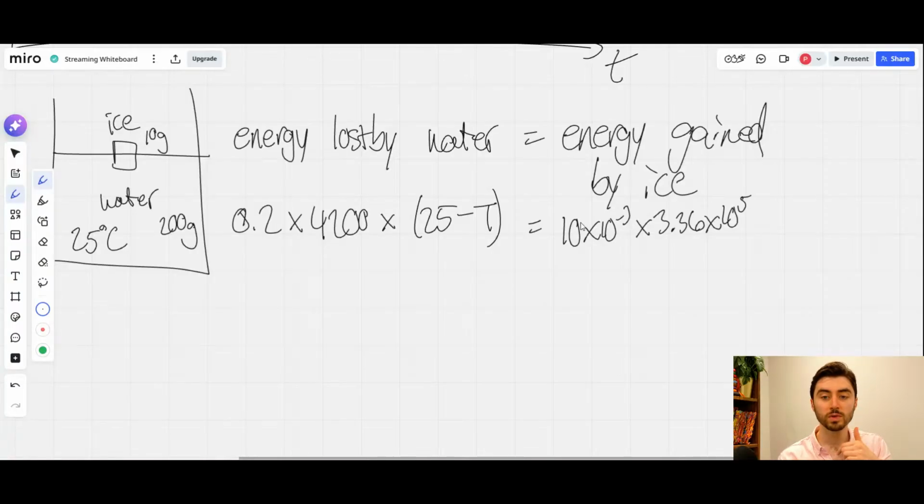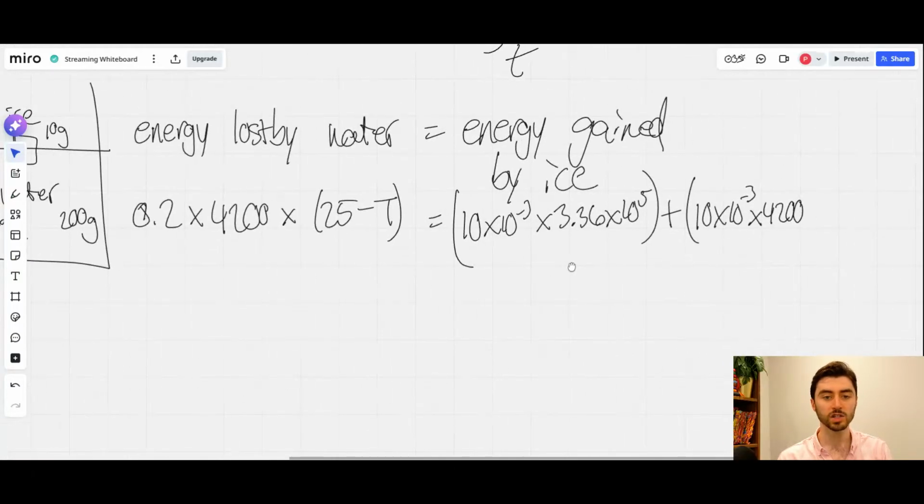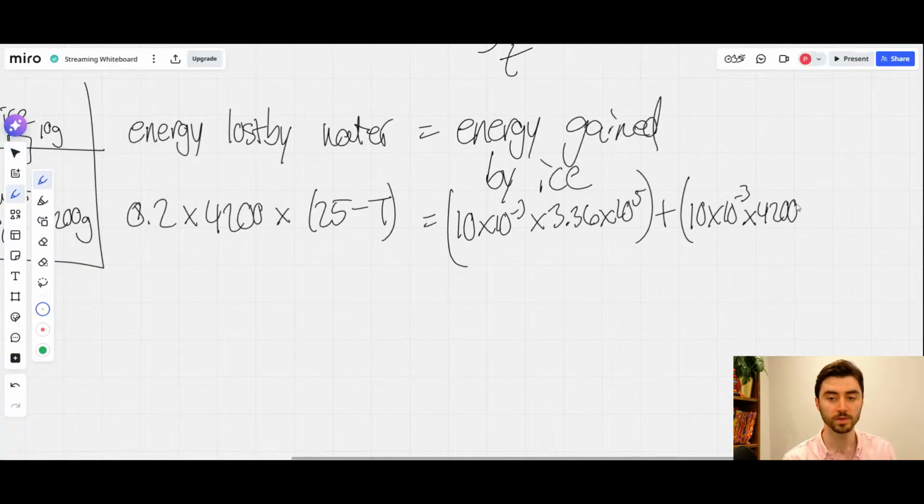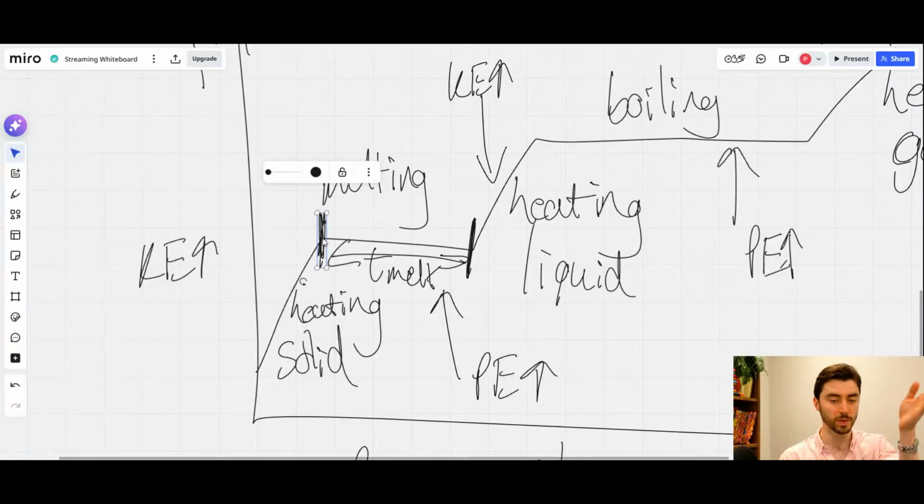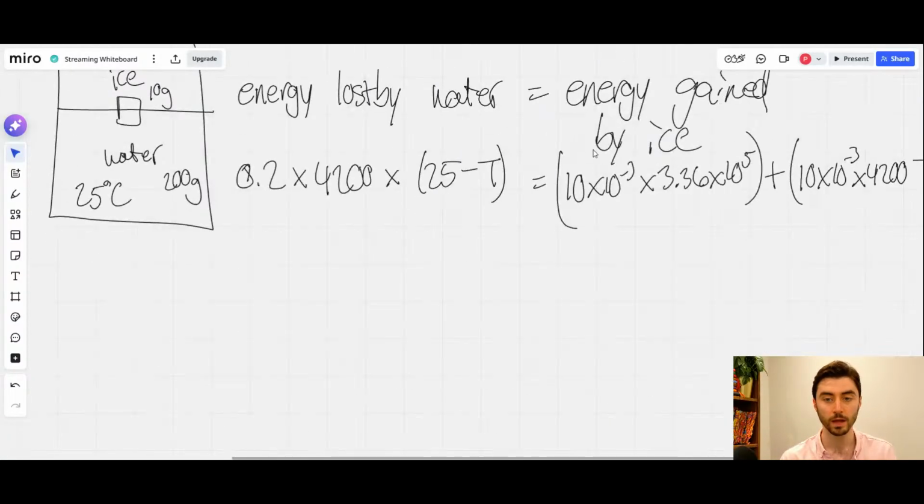So you also need to include the fact that that mass of water, with a specific heat capacity of 4200, will rise to a temperature T from 0. And so making sure to include both those energies gained by the ice. If we consider this heating curve, we start here. We have to melt it and then heat it up. And we need to consider both of those energies separately.